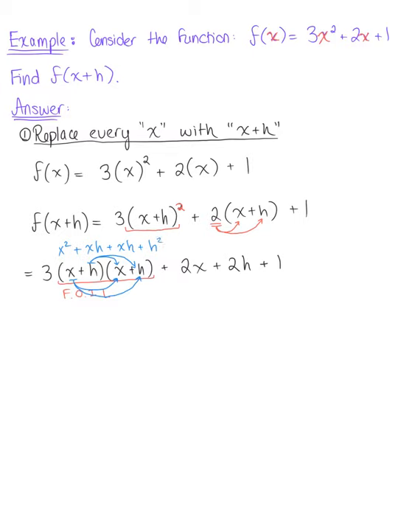So we can rewrite this below. Keeping that 3 on the outside, we just expanded that by the FOIL method to x squared plus xh plus xh plus h squared, plus 2x plus 2h plus 1.